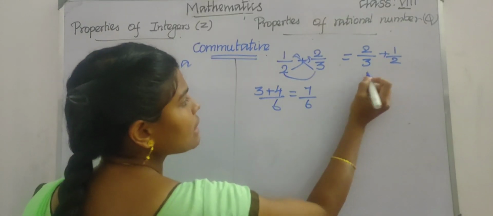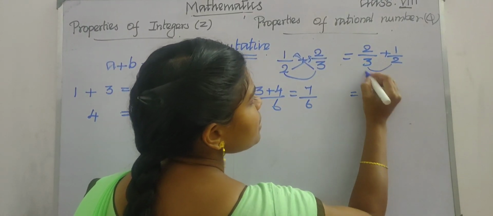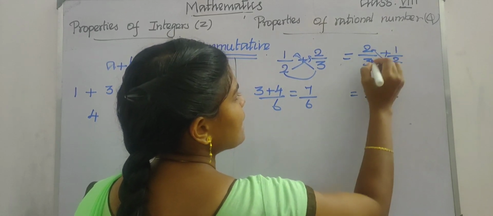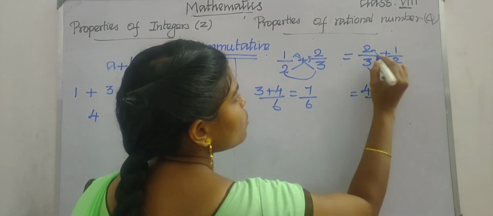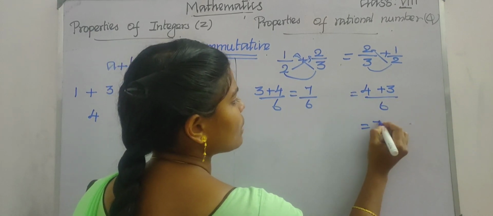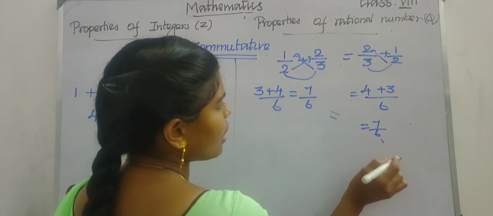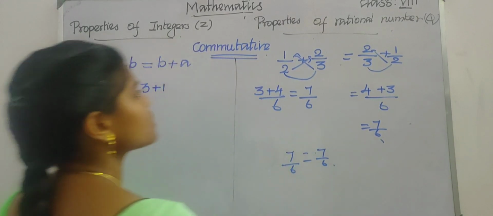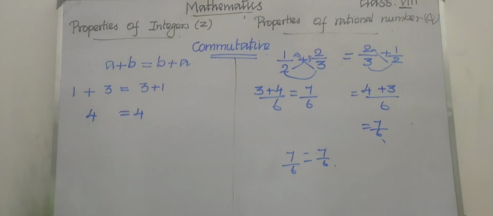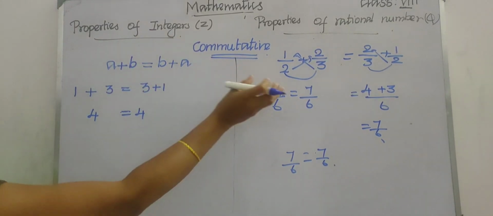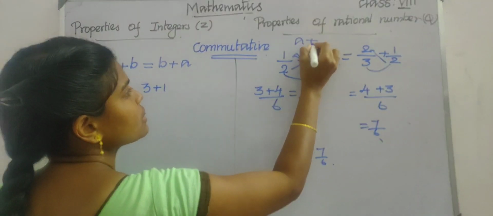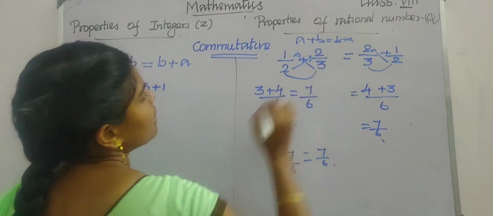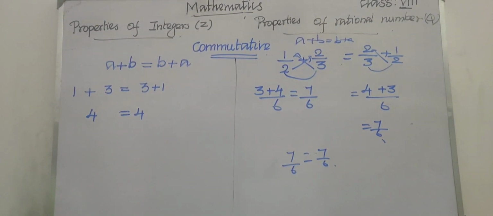Now see, do this. 3 2s are 6, we got the same denominator. 2 2s are 4 plus 1 3 is 3, okay children. So 4 plus 3 equal to 7 upon 6. These two are equal, right? Both the answers are 7 upon 6. So we can say the addition of rational numbers is commutative. It is satisfied for this too, a plus b equal to b plus a. So addition of integers as well as addition of rational numbers are commutative.